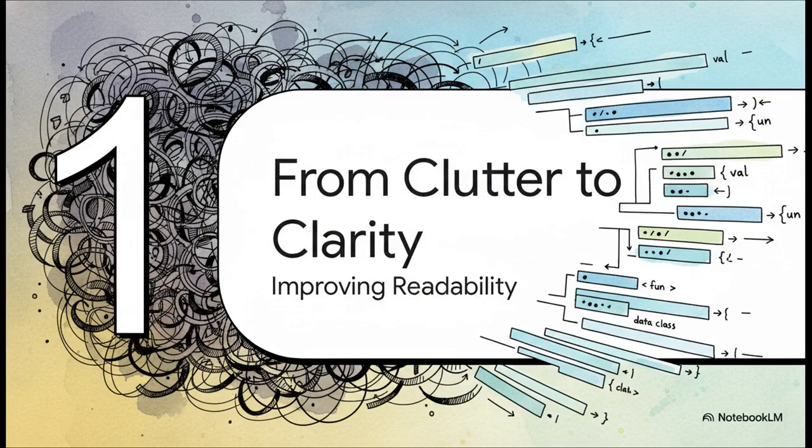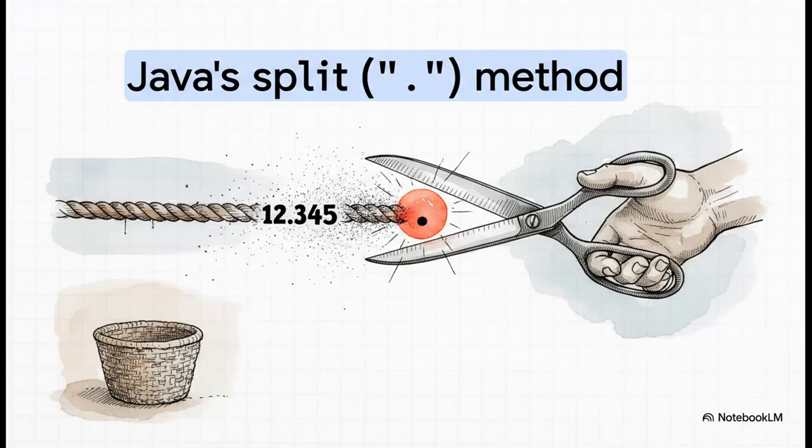Okay, let's start with that first one. Cluttered, hard-to-read code. There's a saying that we spend way more time reading code than actually writing it. And if that's true, then making our code clear isn't just nice, it's absolutely critical. Here's a perfect little example. It's a classic trap for any Java developer.